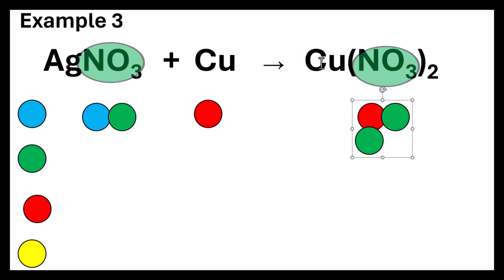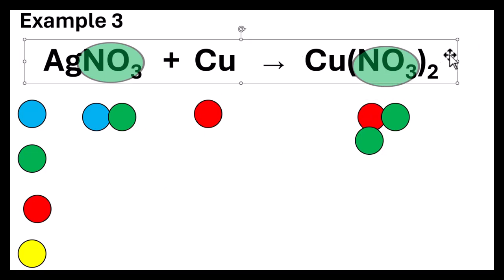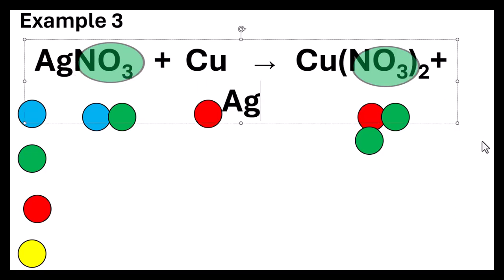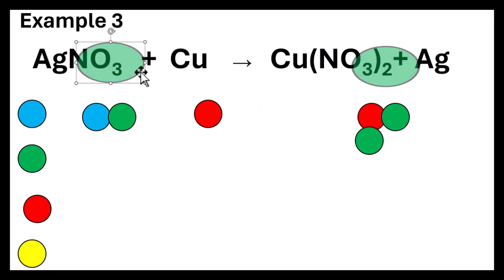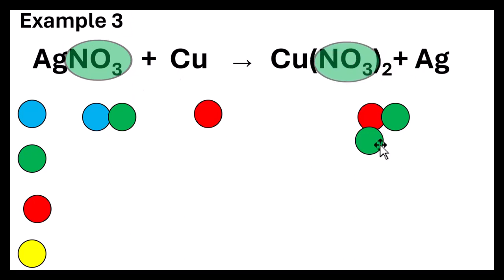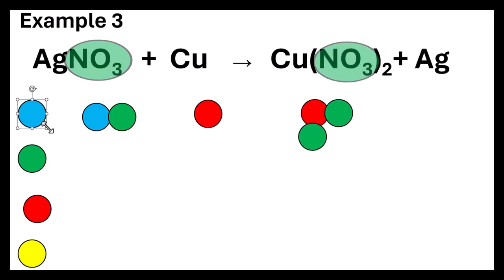Oh, where did I? Oh, this is not. Oh, I forgot something. How silly of me. We have to have silver still. The silver has to exist. I was rushing when I made this. So there's my copper nitrate and then silver over here.